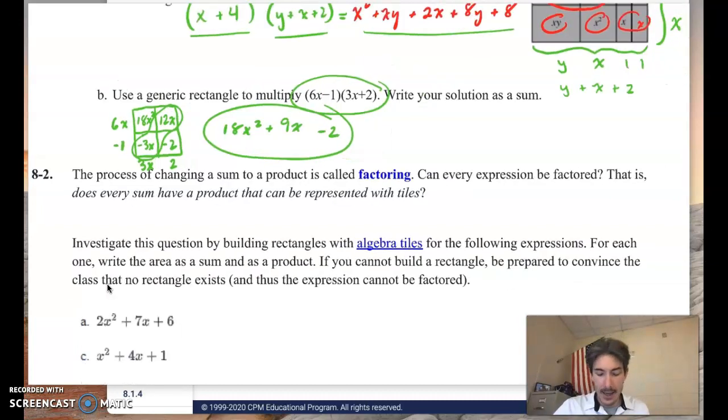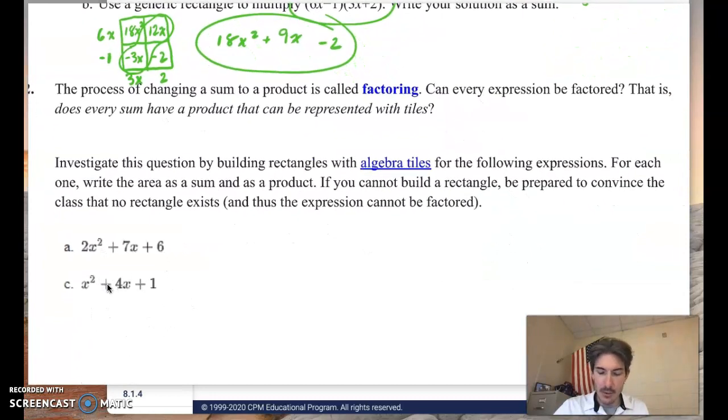Okay, and we're going to run into a situation, and I'll just share with you outright on the video the answer to this question. Not every expression is factorable, okay? We're going to do some investigations with the algebra tiles, and I've got one already set up for you here. We're going to factor 2x squared plus 7x plus 6.